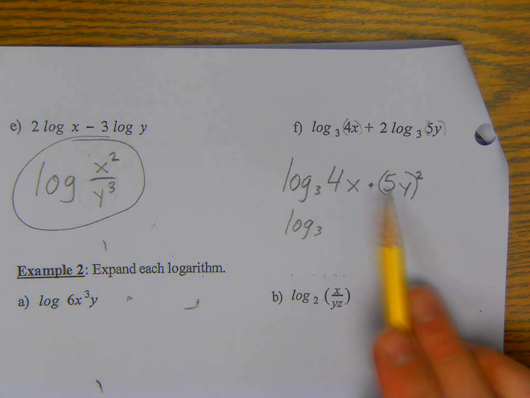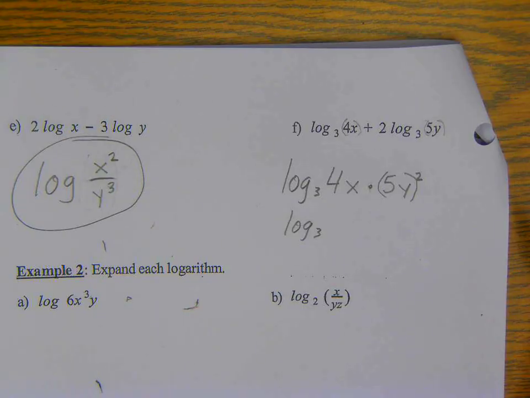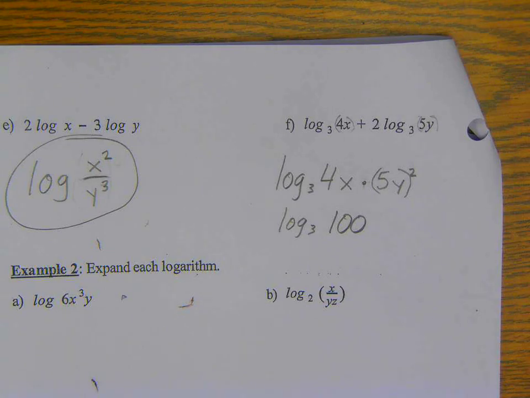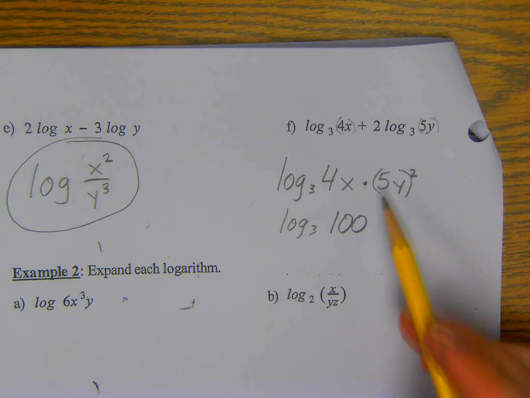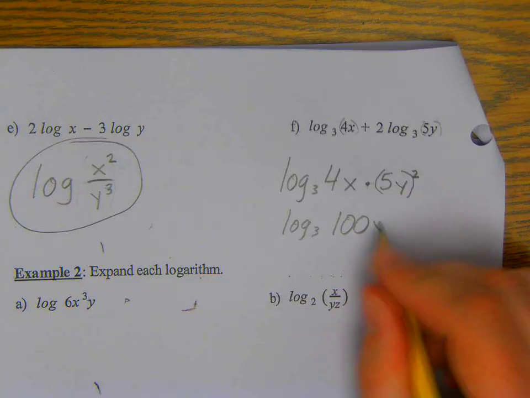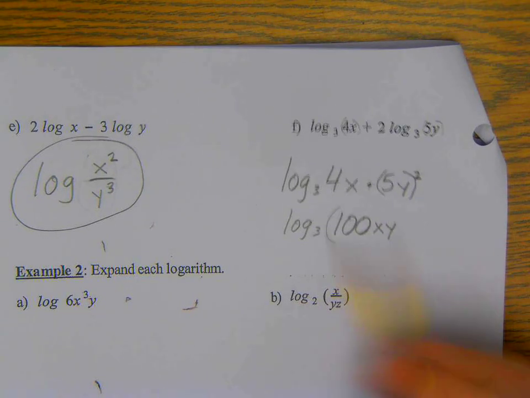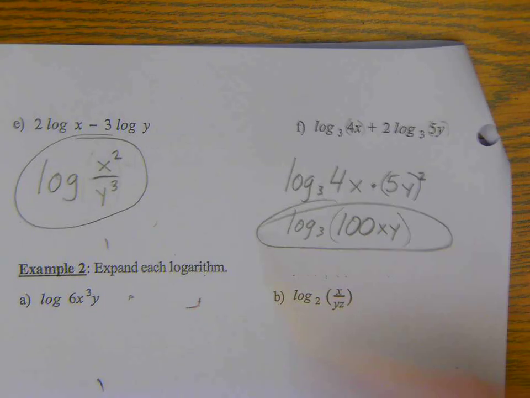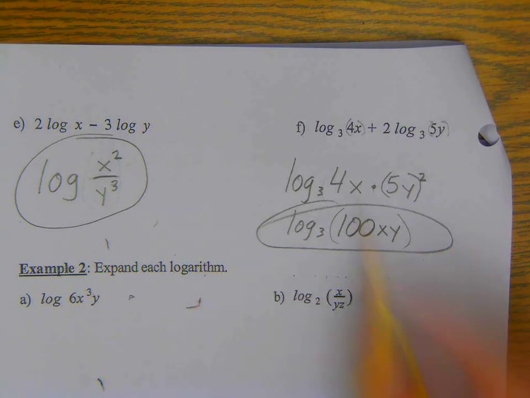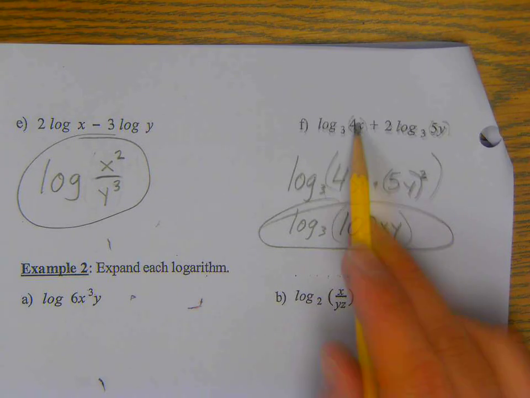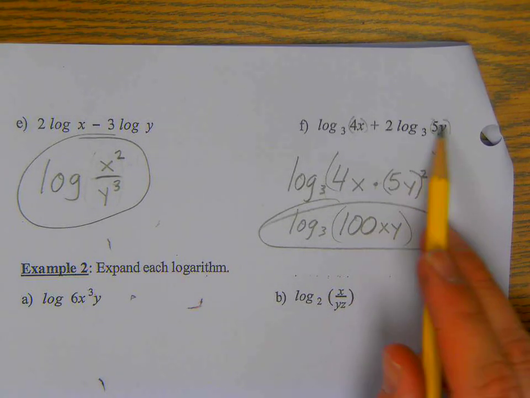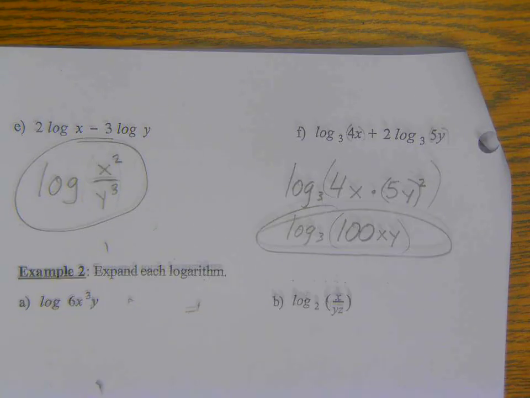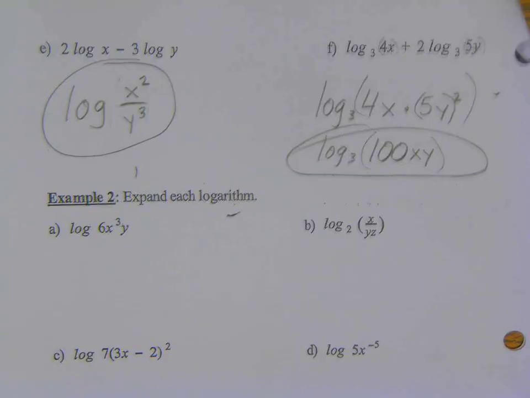What's 4 times 5 squared? No, because you gotta PEMDAS it, right? You gotta do the exponent before you multiply by 4. Log 3 of 100xy. Okay, so I did the 4x times the 5y squared, but the 5y both needs to be squared, so that we squared the 5, got 25 times 4.